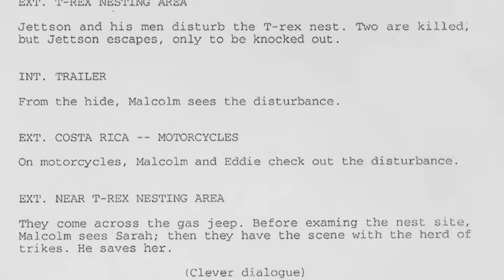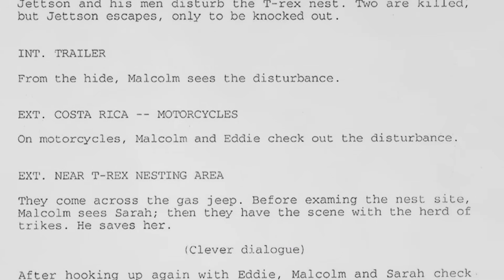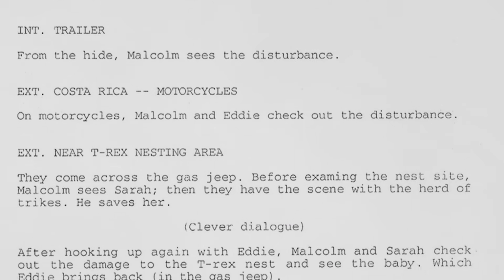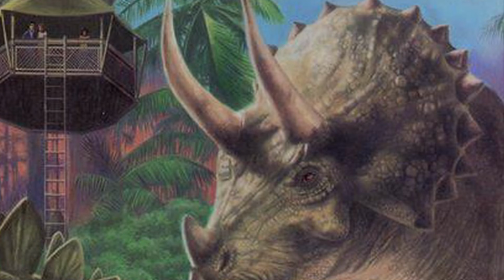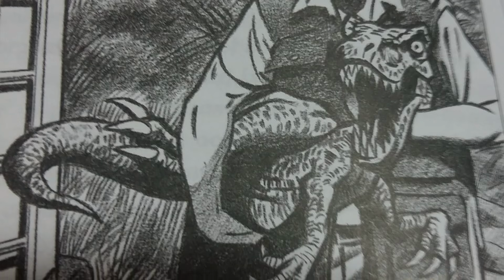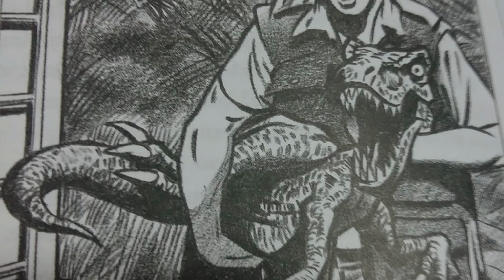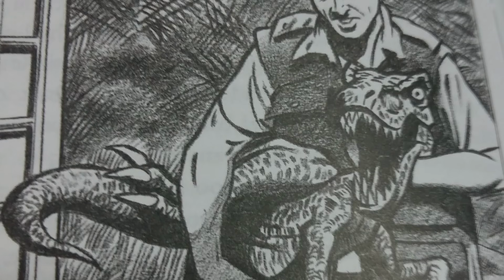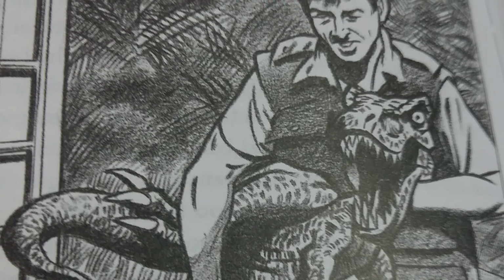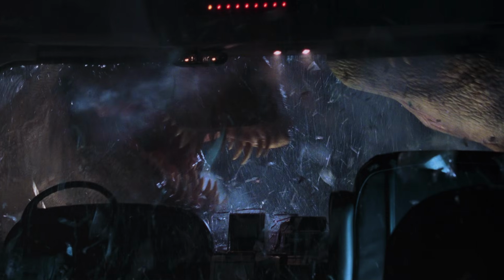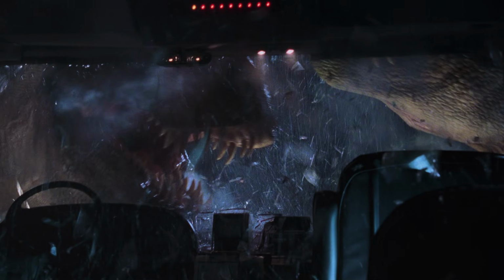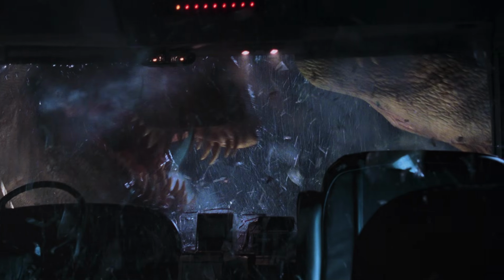Ian Malcolm and Eddie Carr ride motorcycles over to this disturbance that they had heard earlier and run into Sarah Harding, who Dr. Malcolm has to save from some triceratops. Eddie Carr decides to bring an injured baby T. rex back to their RV, while everyone else files into the high hide for safety. At nightfall, the Rex parents come looking for their infant and pretty much push the trailers over the cliff, just like what happens in the final movie.